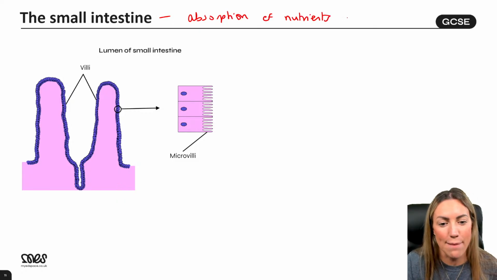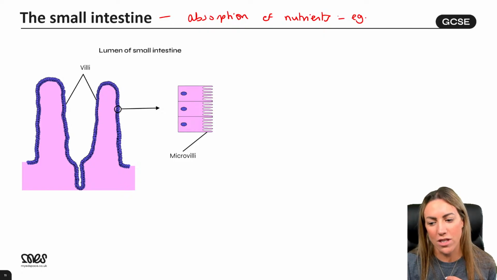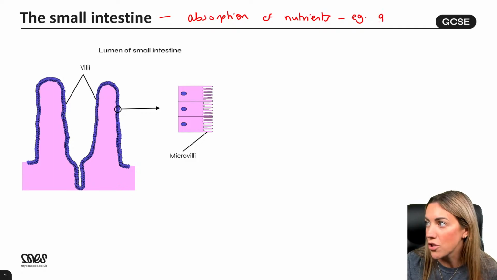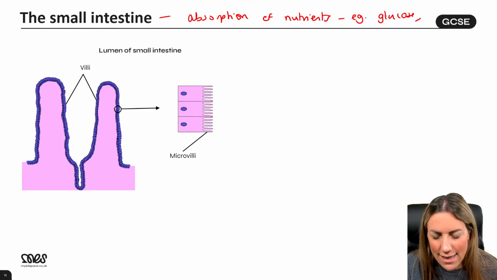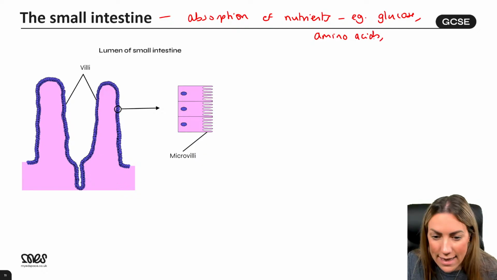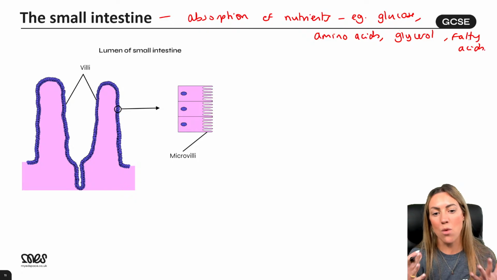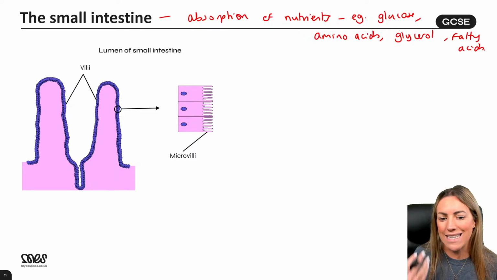Can you give me some examples of nutrients? What are the end products of digestion? Glucose or sugars. Some of you are naming enzymes, but they're not nutrients. Amino acids. What else gets absorbed here? Glycerol and fatty acids. Okay, so now we know what's going on here. We're absorbing these nutrients, which are the end products of digestion, into the bloodstream.